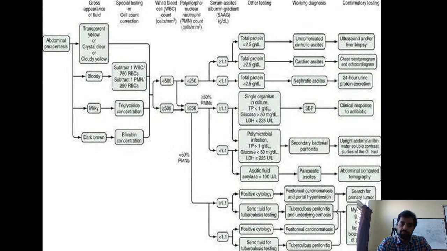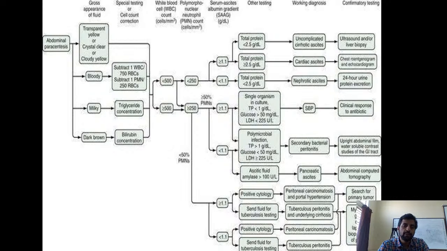So whenever you do an ascitic tap, an abdominal tap, you should look at the gross appearance of the fluid: transparent yellow, crystal clear, or cloudy yellow. Transparent yellow is normal. Crystal clear is also a normal variant. And then there is cloudy yellow. There, it can be because of an increase in neutrophils, or because of triglyceride accumulation.